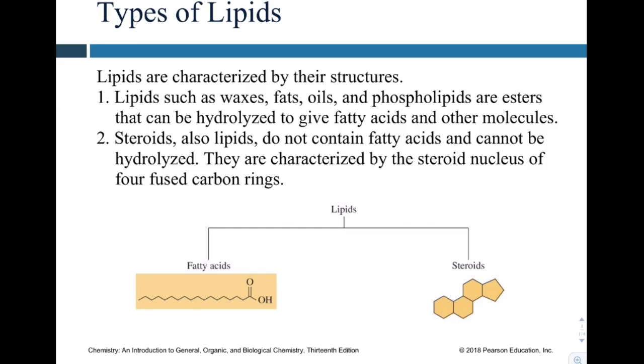So there are some lipids that are esters, and then there are some lipids that don't contain any fatty acids, and therefore they cannot make the fat. They don't have the fatty acids in them, so they're not esters. We call these steroids, and you cannot break them apart into fatty acids because they don't have that. So there's two types. We've got your fatty acids over here.